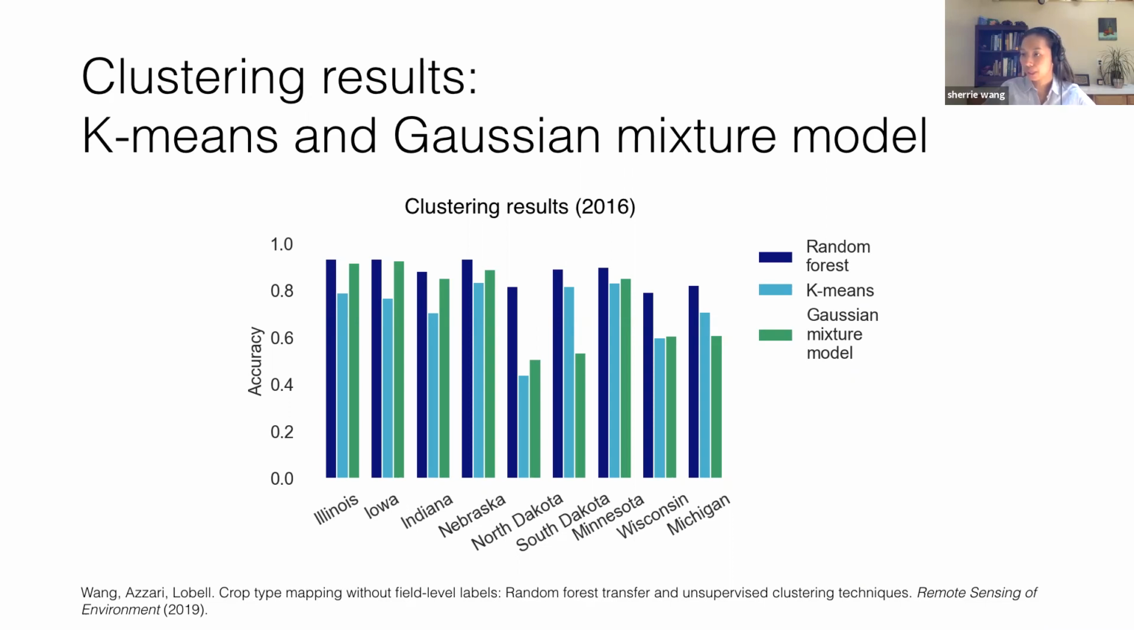So what you see is that in states like Illinois, Iowa, Indiana, and Nebraska, and in this particular year, Minnesota as well, the clustering algorithms are able to do a good job recovering the original crop types without any labels at all. But there are some states like North Dakota, South Dakota, Wisconsin, and Michigan, where clustering is not working well. And in general, the Gaussian mixture model is also doing better than k-means.